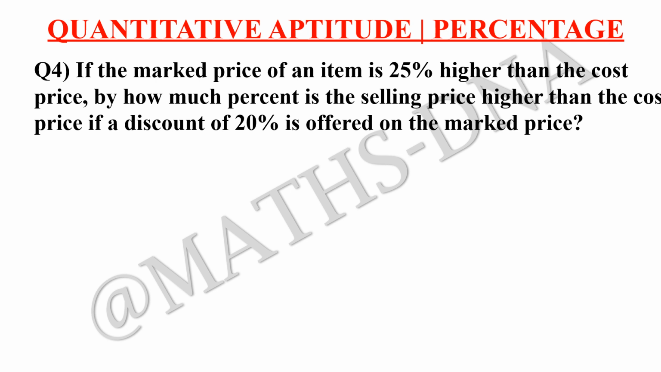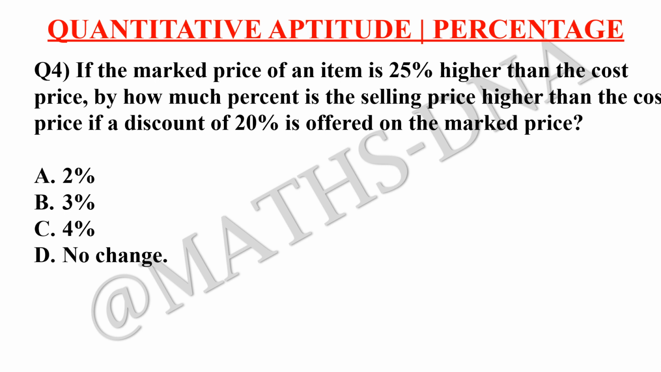If the mark price of an item is 25% higher than the cost price, as we did in the second question, it is 25% higher. By how much percent is the selling price higher than the cost price if a discount of 20% is offered? Now, the selling price will be a 20% discount on the mark price. Let us solve this, and the options are given to us as 2%, 3%, 4%, and no change again. So let us solve this.